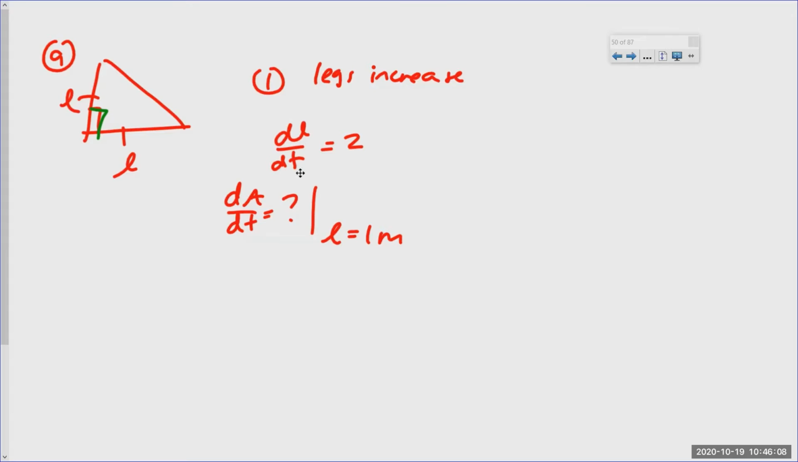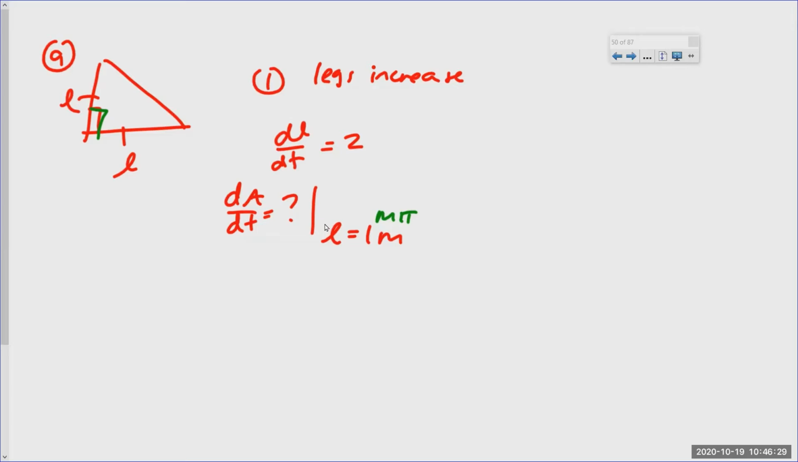Okay. They give you the change in the length is 2, and you're trying to find the change in area when L is 1. And this is a moment in time. L isn't always 1. Okay. All right. So let's think about the equation. I've got an area, and I've got L, and I've got a triangle. Okay. So what is the equation that I'm working with here?